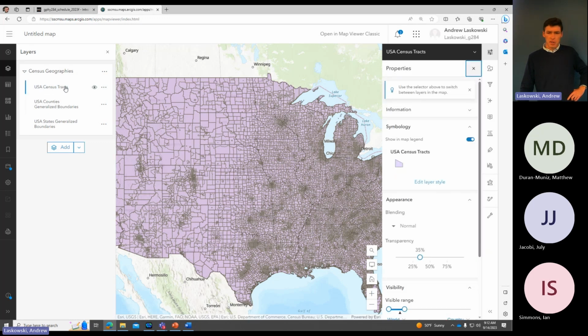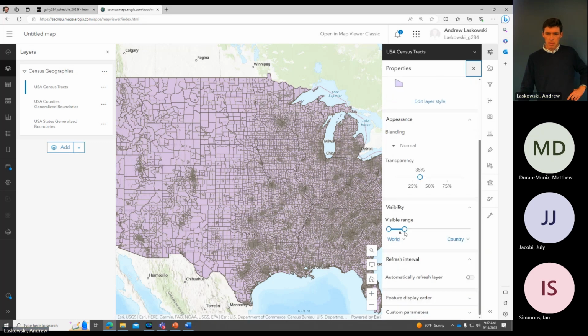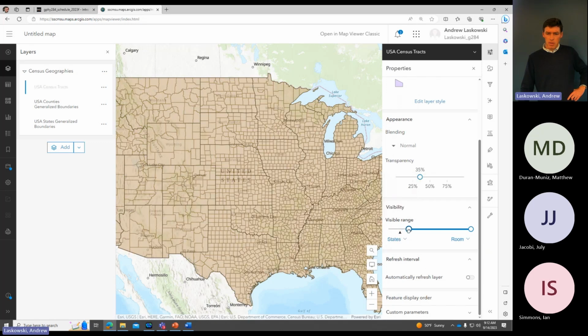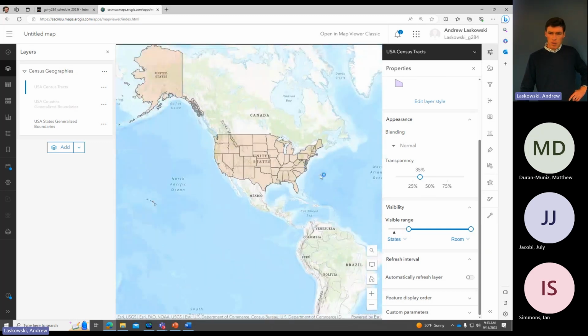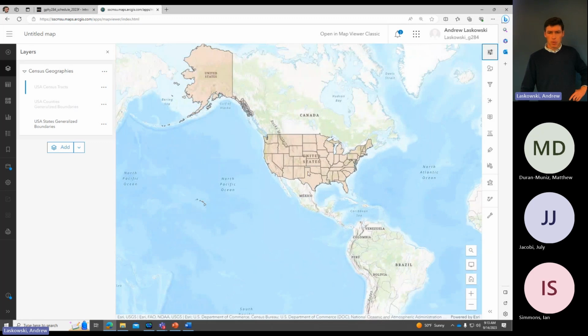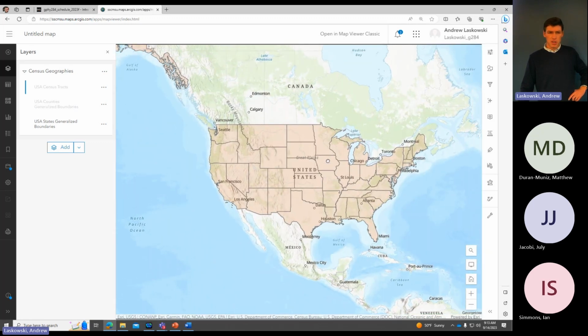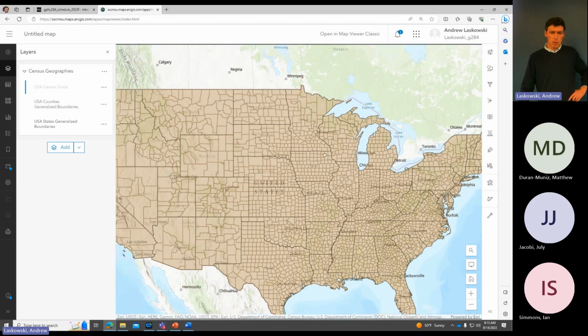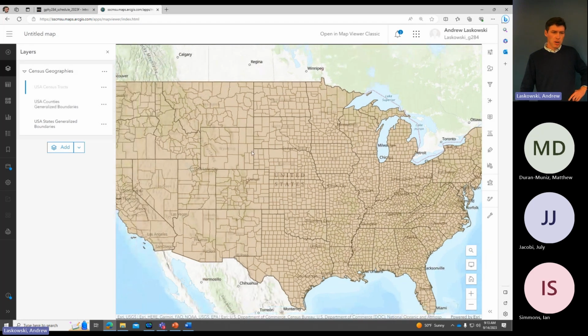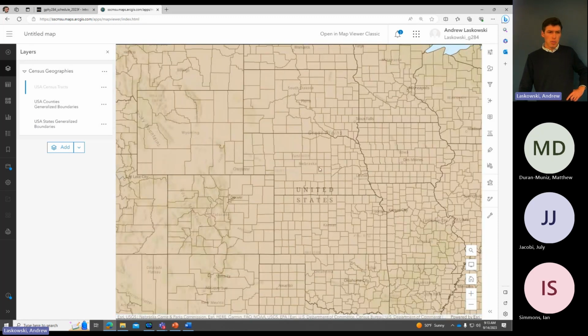And then finally, for our census tracts, we will have it turn on at the state scale and have it extend all the way down to the most detailed map scale possible. So now what's going to happen, now that we've set that up, is when we're zoomed far out, we see just the states. We zoom in a little bit more and the counties turn on. We can see the counties within the states. That looks pretty good. Zoom in a bit further.